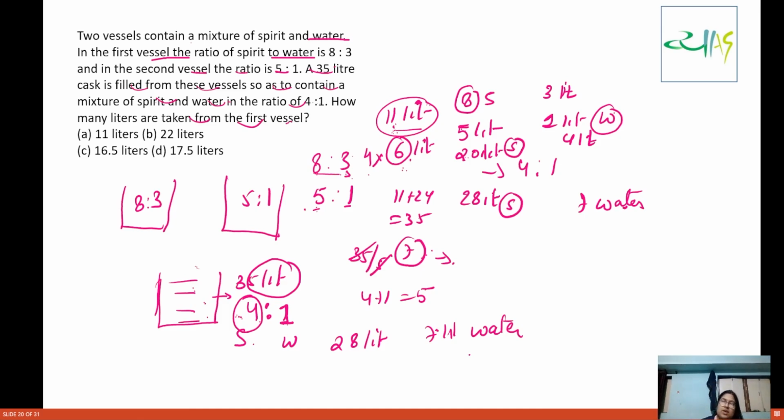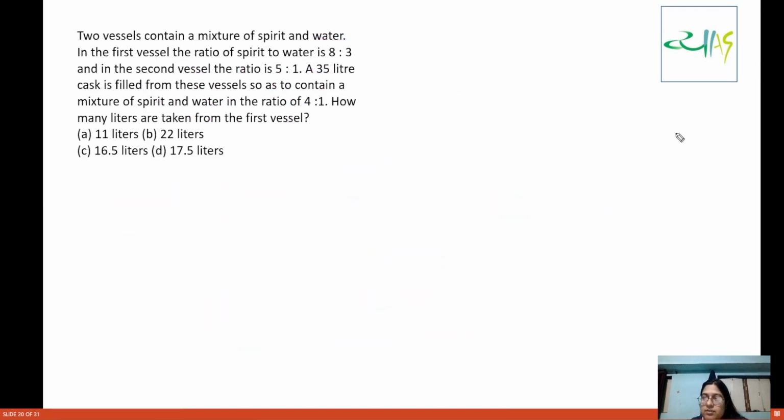I hope you understood this. If not, let us revise this, because we did this on a very intuitive basis.